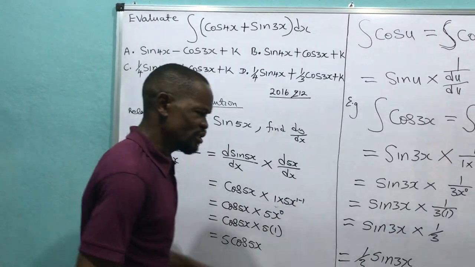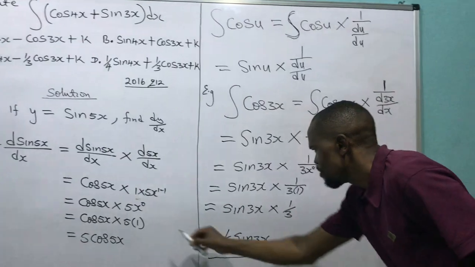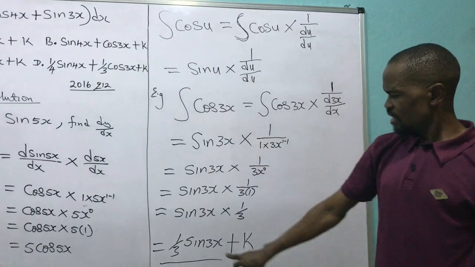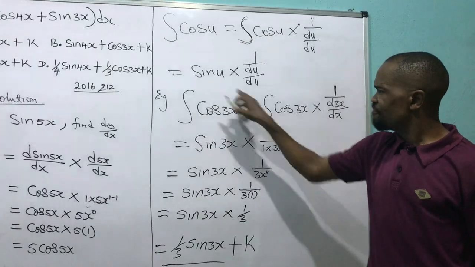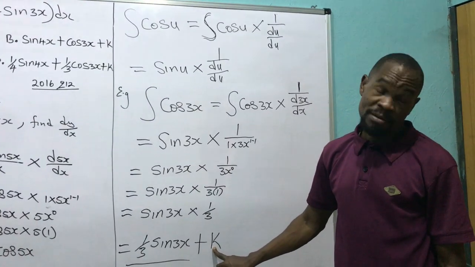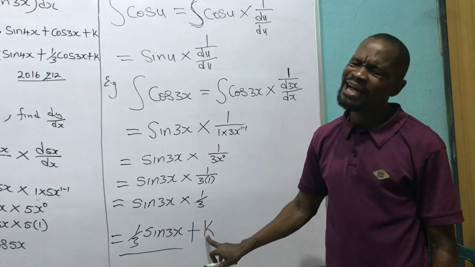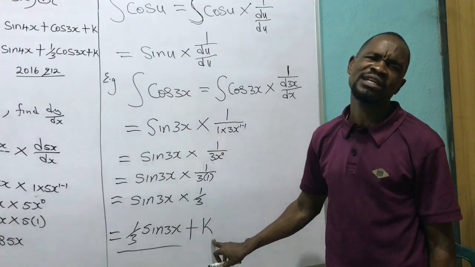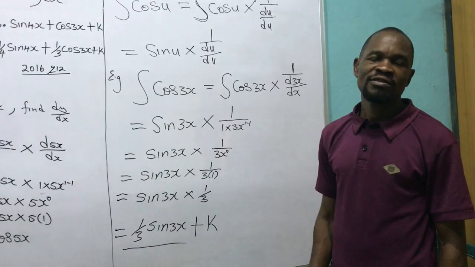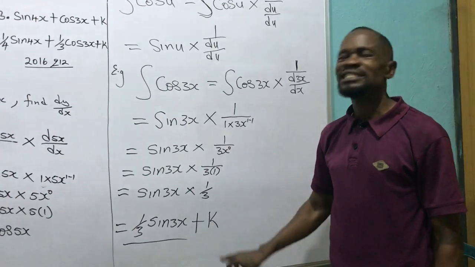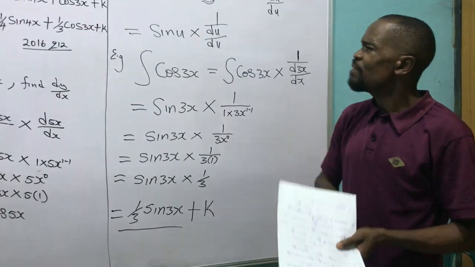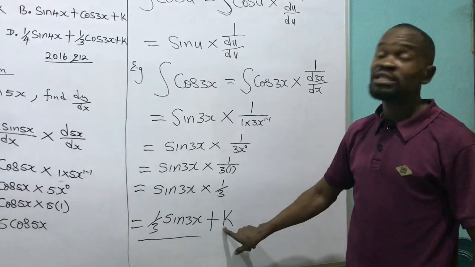Differentiation is destruction. And you remember, back to this, I have to put my constant. Immediately I integrate any value, I must put this constant. Remember, don't ever forget to put this constant. If you do, you will get it wrong. Do you get what I'm saying? This constant is very important in integration. Anytime you integrate, the constant must be there.